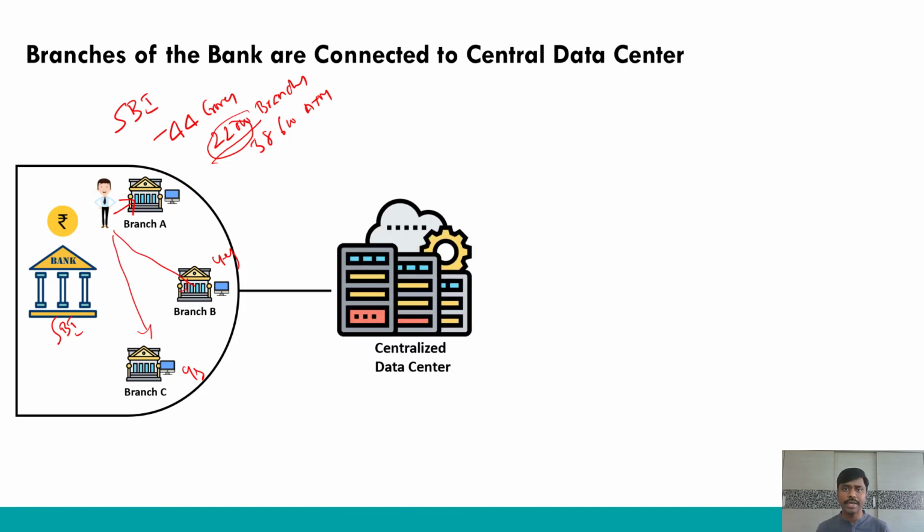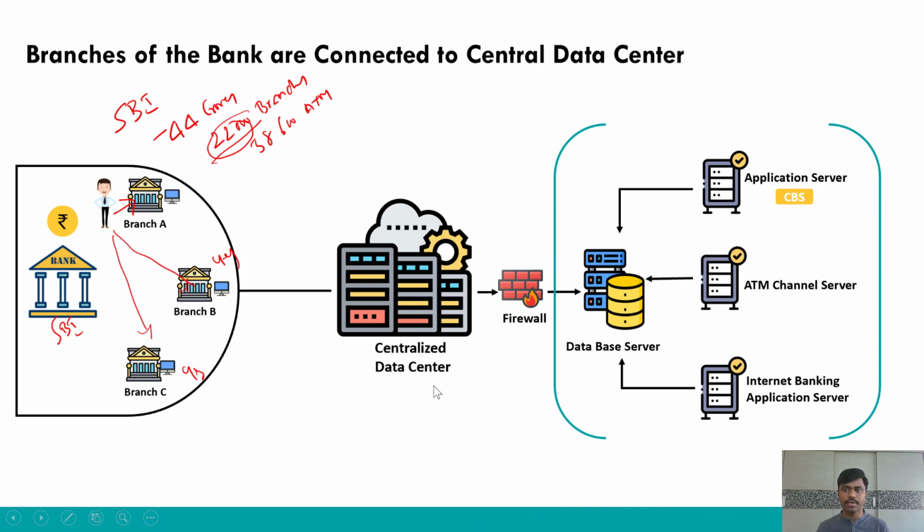Now, what is meant by a data center? A data center is nothing but a large number of computer servers which are connected through networks. This is a simple definition of a data center. In this example, if you see here, there are so many servers: a database server, application server, channel server, and internet banking application server. In this diagram, I have just given 4 servers, but in your syllabus, you have a total of 8 servers as part of our topic. Let us discuss in detail what each server means.